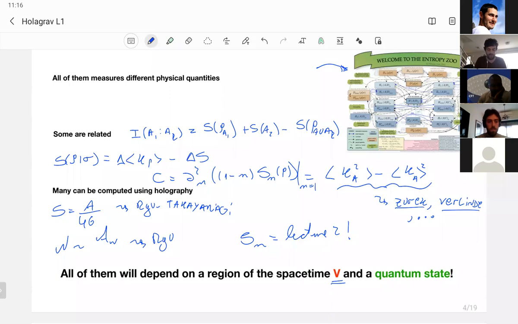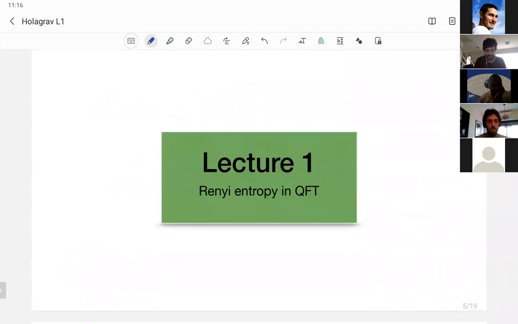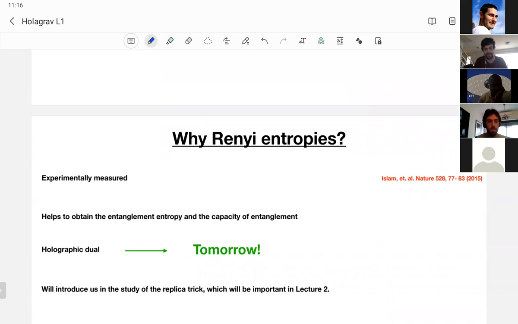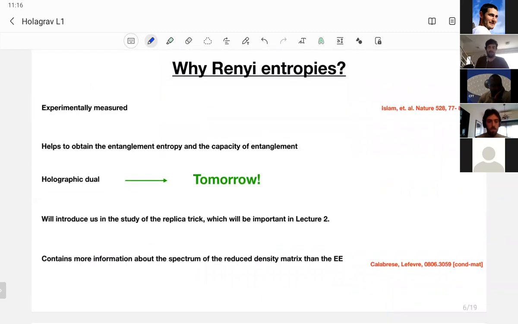But we are going to take regions in spacetime. This is what is going to be the Renyi entropy in quantum field theory, lecture one. So why these Renyi entropies? Well, in this paper, one motivation that they are interesting is that they measured trace of rho squared. That is not the Renyi entropy that I didn't define yet. I will do it in the next slide.